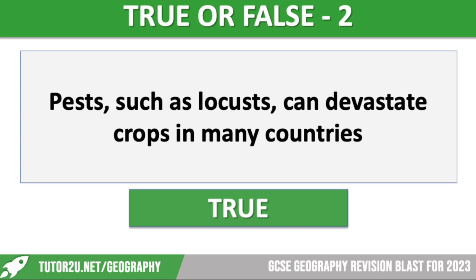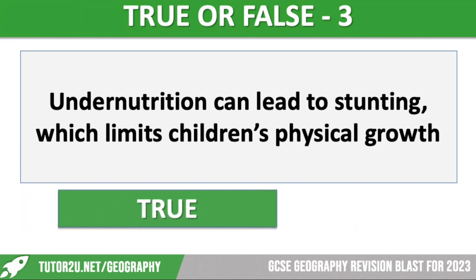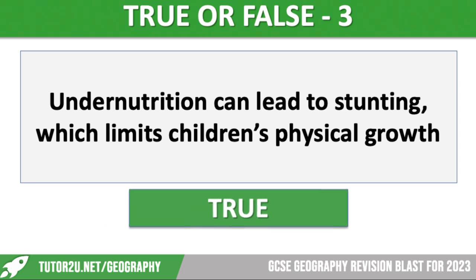So in places across northern Africa, for example, plagues of locusts often wipe out whole crops. Number three, undernutrition can lead to stunting, which limits children's physical growth. Is this true or false? Okay, let's have a look. It is true, and this can happen in high-income countries as well. It isn't just a low-income country phenomenon.